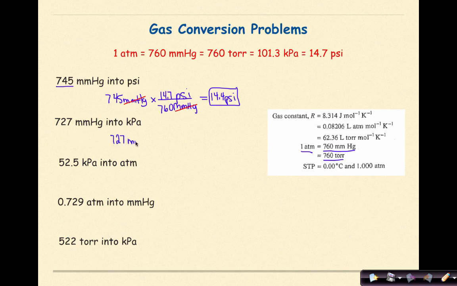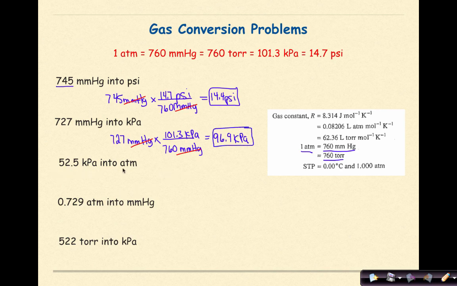727 millimeters of mercury converted into kilopascals. 760 millimeters of mercury is equal to 101.3 kPa. And if we cancel our units, millimeters of mercury cancels millimeters of mercury, and I work this out for an answer, I should get 96.9 kilopascals. Let's look at another one.